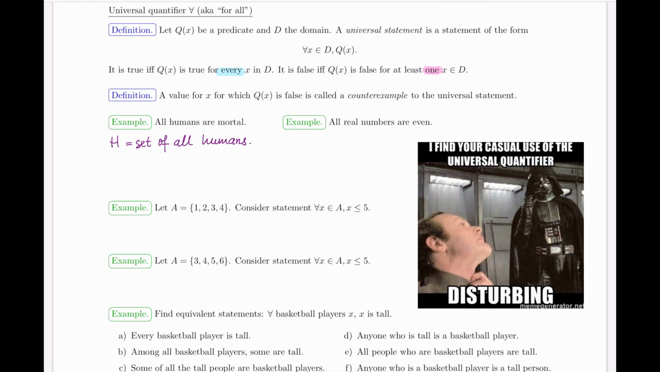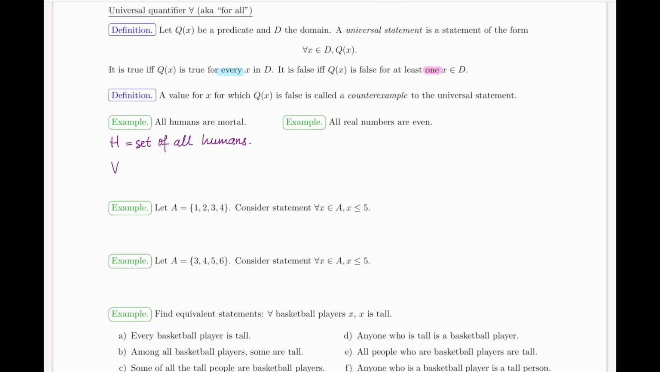So what we have is all humans, which means all elements in the set of humans. Again, this x is simply a generic representative. So for all x in the set of humans, let me emphasize the fact that this is some kind of generic representative. It can be anybody in the set of humans, and it has to be true for everybody in the set of humans. And what is the property that we're after? We're after the property of mortality. x is mortal.